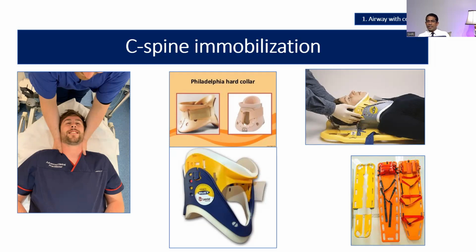What are those? First thing is manual inline stabilization. Make sure all four lines, as I mentioned before, are in line. Second, you need to apply the cervical collars, which are either the Philadelphia collar, the Miami collar, or the Aspen. These are hard cervical collars you apply. Third, the patient should be on a trauma board. And if the patient is on a trauma board, you can apply the head blocks and straps, one over the forehead and the other over the chin.